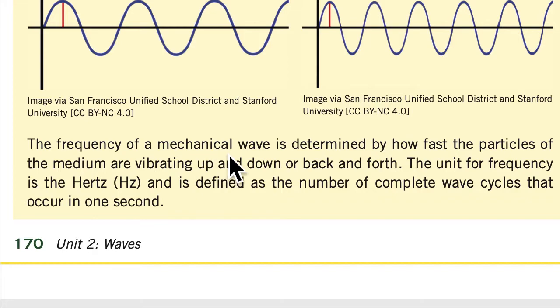The frequency of a mechanical wave is determined by how fast the particles of the medium are vibrating up and down or back and forth. The unit for frequency is the hertz, Hz, and is defined as the number of complete wave cycles that occur in 1 second.